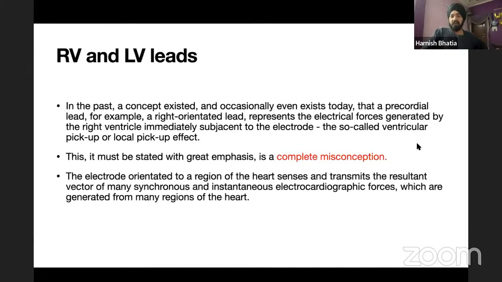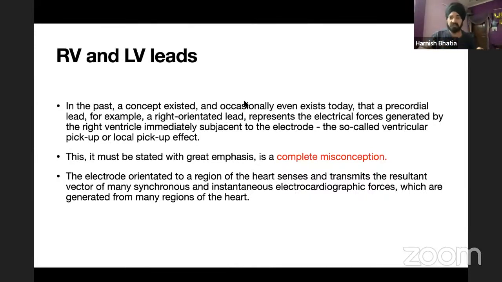The electrode oriented to a region of the heart senses and transmits the resultant vector of many synchronous and instantaneous electrocardiographic forces, which are generated from many regions of the heart. So after understanding so much, we have understood that even V1 will tell you about the septal activation also, LV free wall activation also, RV free wall activation also. It will tell you a composite of everything, right?